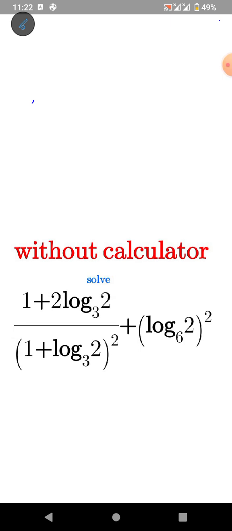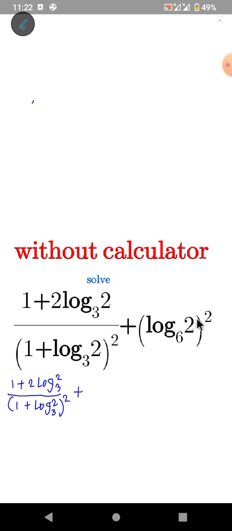Today I'll be solving this wonderful Olympiad mathematics question. So I'm going to start by writing 1 plus 2 log 2 base 3 all over bracket 1 plus log 2 base 3. Close my bracket and all raised to the power of 2, then put my plus sign.